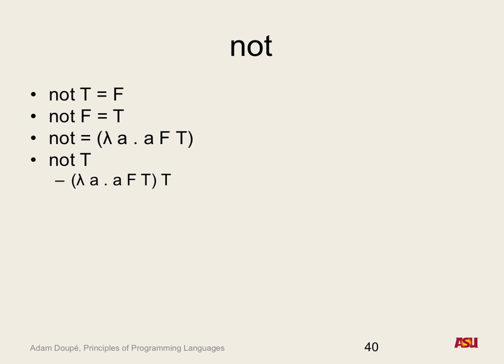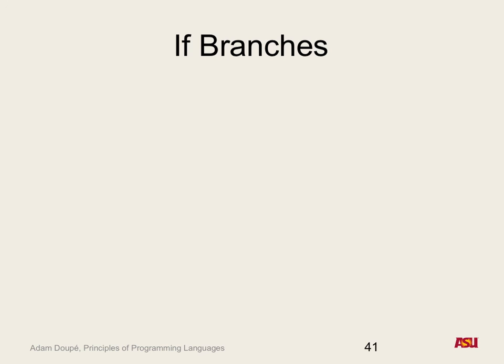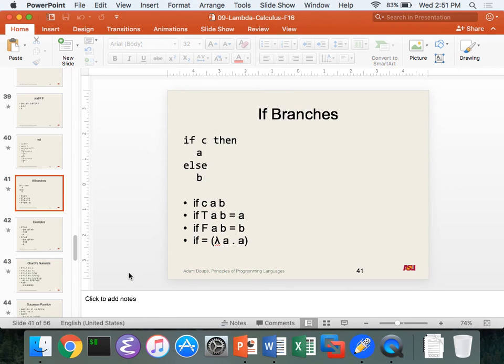And we can prove not t, we pass in t, substitute that t for a. True, false, true is going to return the first one, which is false. Not false is going to return false, true, which will return the second one, which will return true. So using that, we've actually just developed all the Boolean operations we ever want. We have and, not, and we can actually use those to define every single other operator. Cool. So we'll continue on Monday with if branches, and we'll get into more complicated forms of computation.